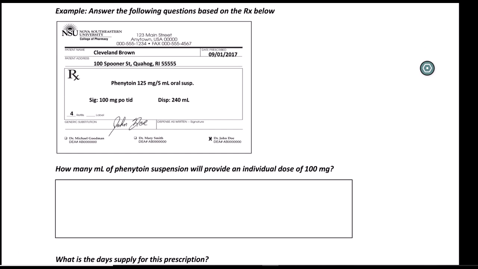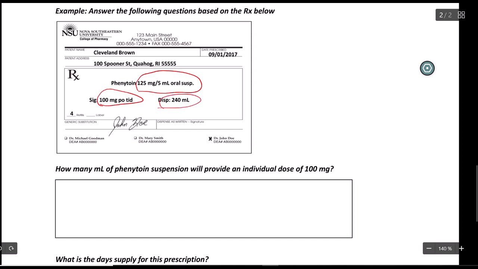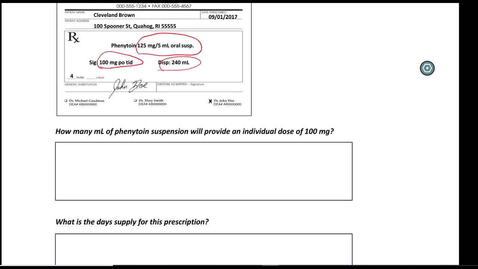Let's look at another example of phenytoin suspension here. This is phenytoin suspension. The number 125 per 5 is the concentration. So it's 125 milligrams in 5 mLs, or 125 per teaspoon. We're supposed to give the patient 100 milligrams 3 times a day, and we're dispensing 240 mLs. I'm asking these in stepwise questions. It says, how many mLs will provide the 100 milligram dose?